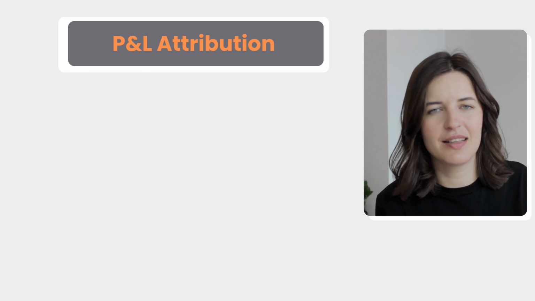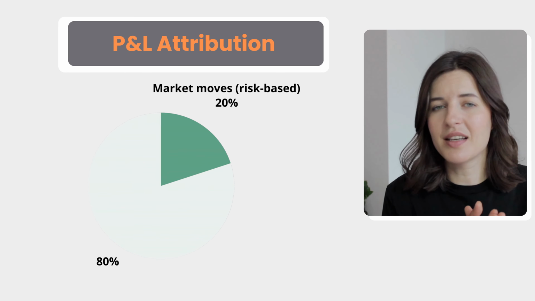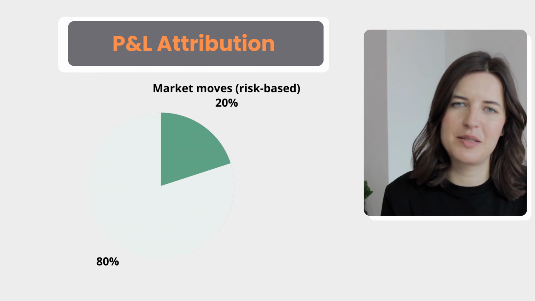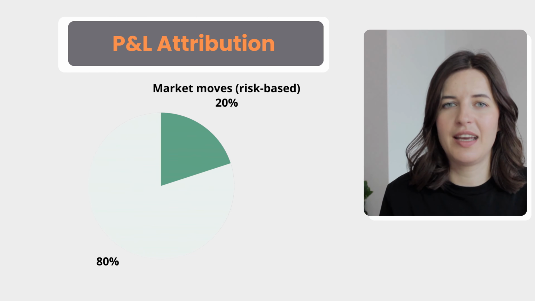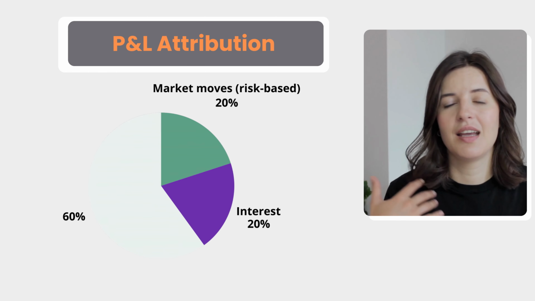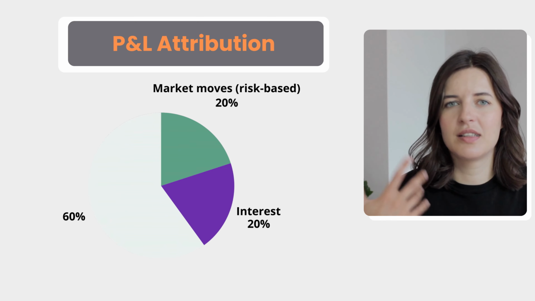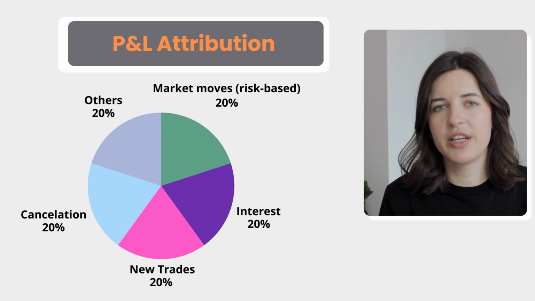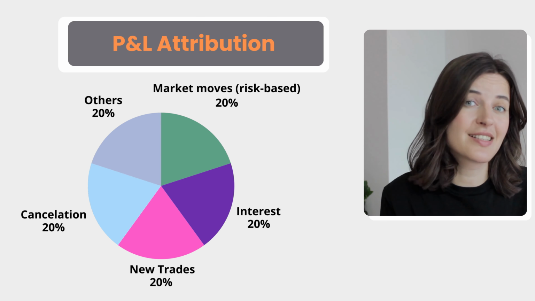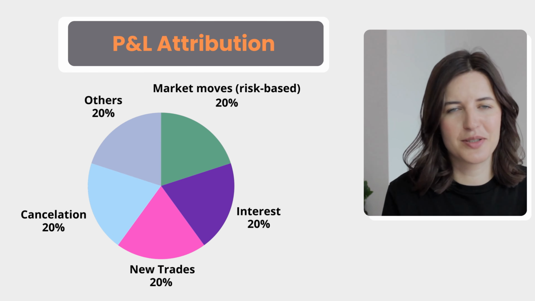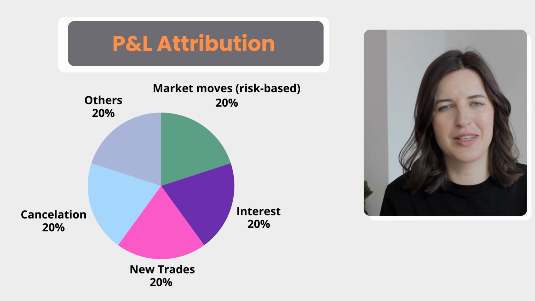So the P&L attribution splits the total number into buckets. At the high level it can be market movements or the risk-based P&L. We can also have carry, which is the interest earned over time, or maybe the new trades, or also the cancelled trades, which also contribute to the profit and loss on a daily basis.